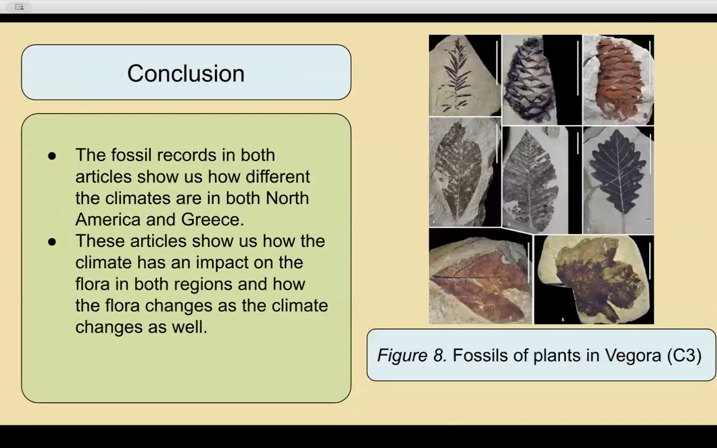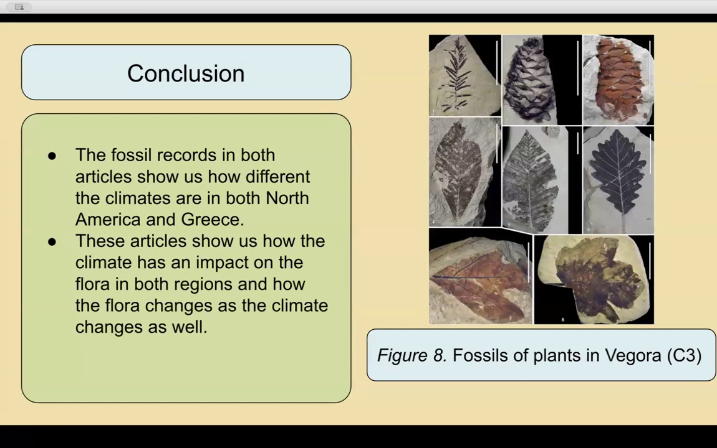In conclusion, these two peer review articles helped me increase my knowledge of both North America and Greece during the Cenozoic era and the Tertiary period. We can see that in North America, the climate started off as dry and humid and changed to colder and wetter, which caused the flora to change as well. The flora started off full of palm trees and ferns and changed to oaks and forest.